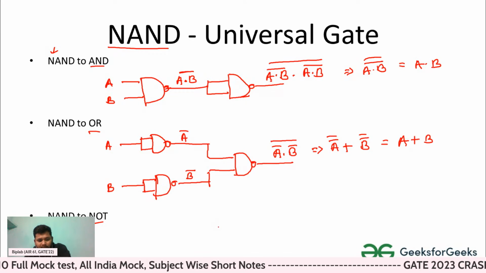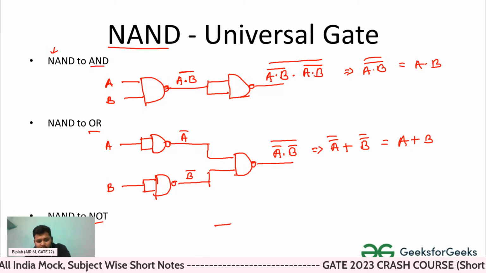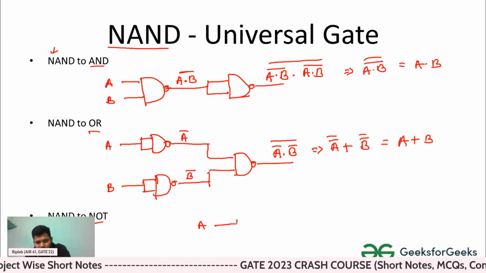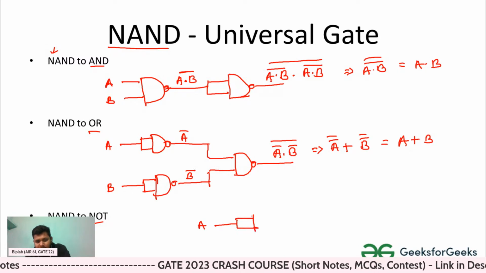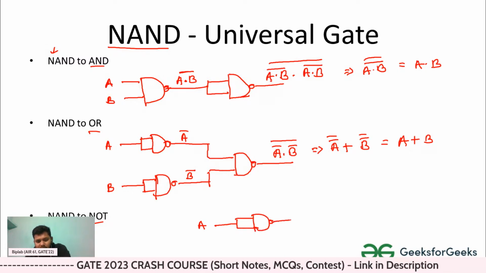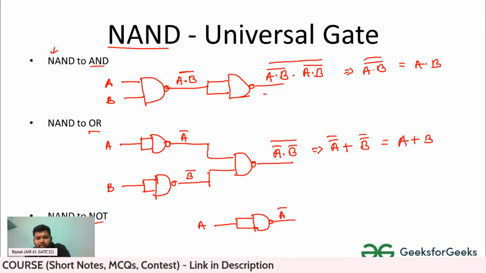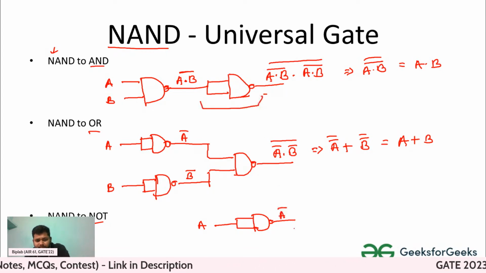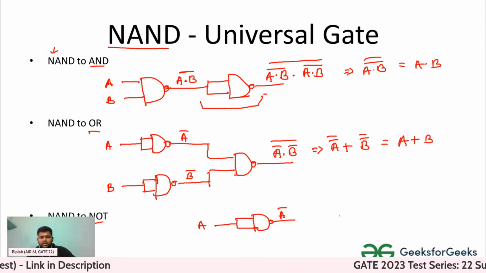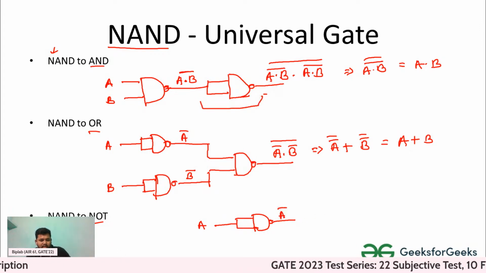Now NAND to NOT, which is another one. This is an easier one, so you can directly send the input to a NAND gate to perform the NOT operation, the way we did it here. So I think this is clear. You don't have any doubt in this.